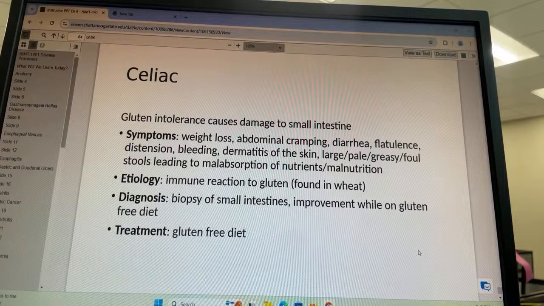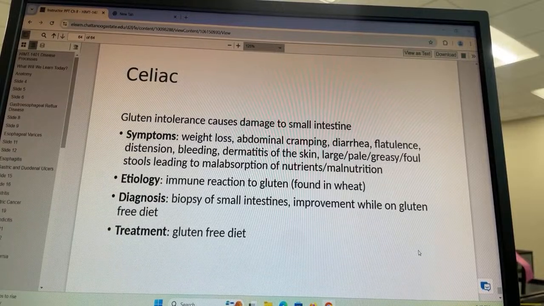So also with that, diarrhea, flatulence, just because you can't tolerate it. It's kind of like lactose intolerance. People have the same kind of symptoms: diarrhea, flatulence, distension. Dermatitis of the skin is one of those different symptoms that's different from the other ones.